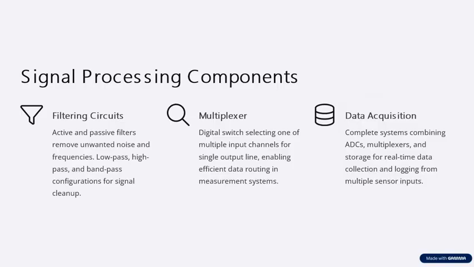the circuit against overload and any voltage drop in the circuit. In signal processing, there are three basic components: one is the filtering circuit, then the multiplexer, and finally the data acquisition system.